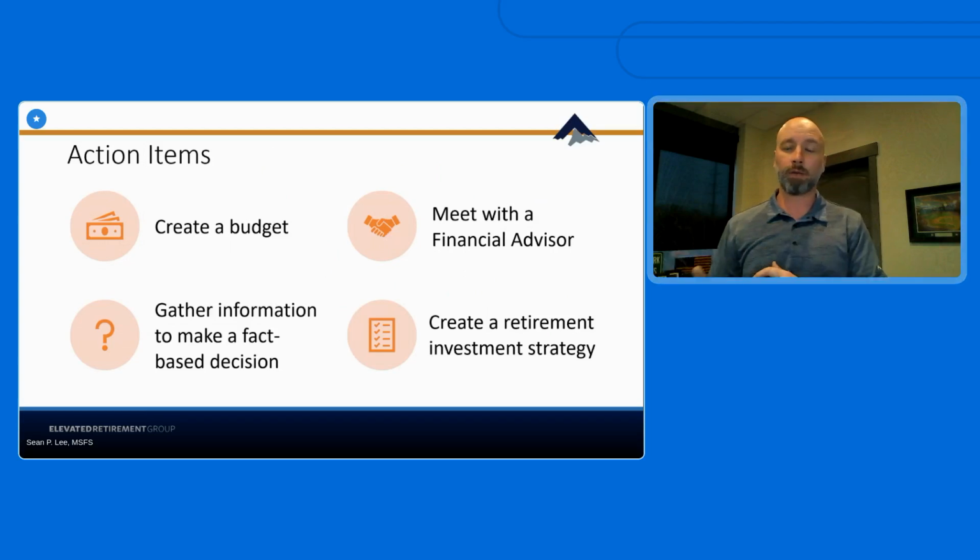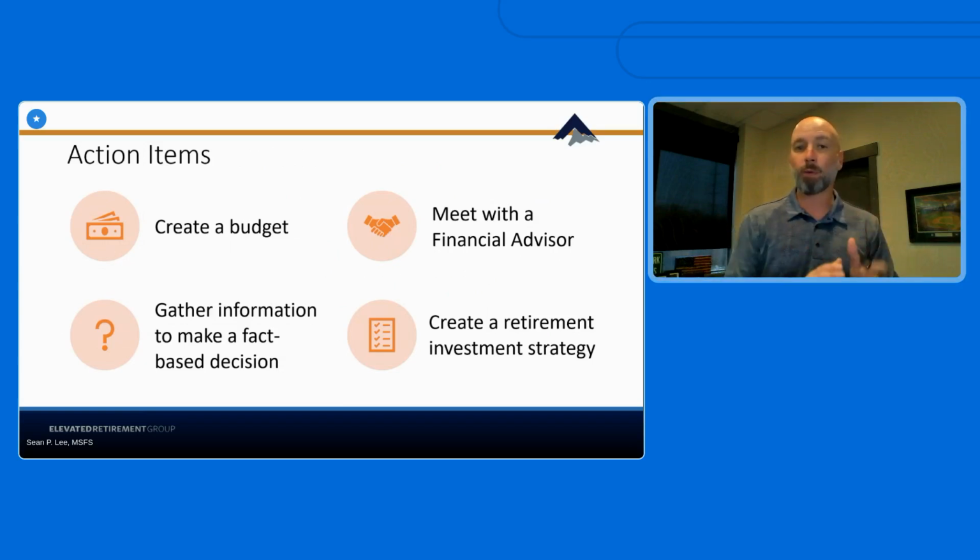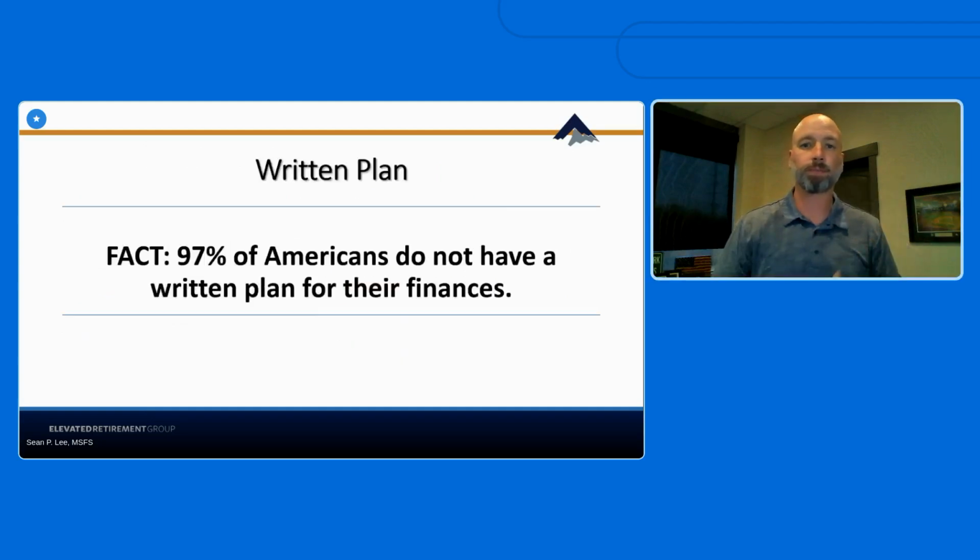From there, if you choose to, go meet with an advisor or go meet with a couple of advisors and gather information to make a fact-based decision on who is the right fit for you. At that point, go ahead and create a retirement investment strategy. Build a strategy around what your goals, beliefs, values, and desires are, and then merge in your finances, and that's how you create the one true plan for yourself.